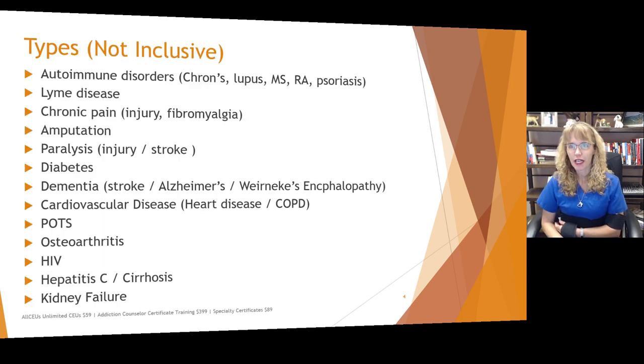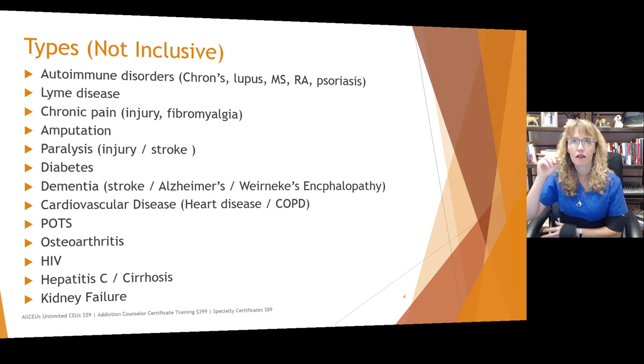So what are we talking about here? Now, this list is not all-inclusive. I could have gone on for a long time. But some of the more common ones that we're going to see include autoimmune disorders, including Crohn's disease, lupus, multiple sclerosis, rheumatoid arthritis, and psoriasis.